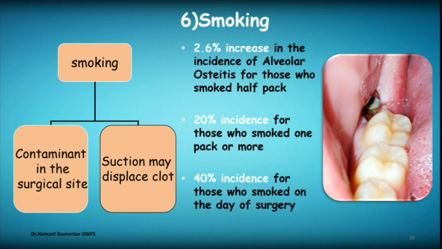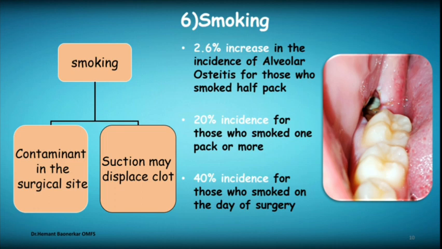Smoking is a major factor in young male patients, because of which dry socket happens. Because of smoking, contaminants go inside our extraction site. This contamination and the sucking process of smoking both lead to delayed healing and disturbance of the clot formation at the extraction site. Because of these two reasons, alveolar osteitis happens and the patient feels pain.